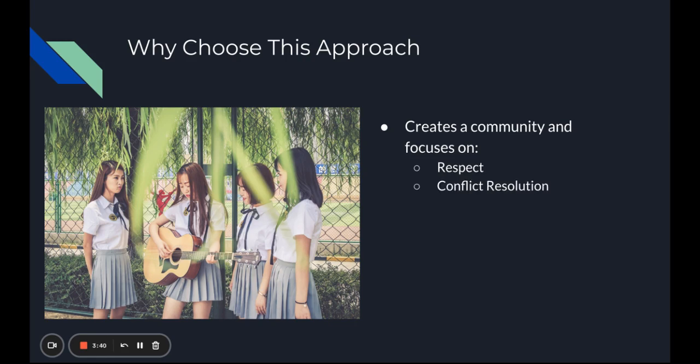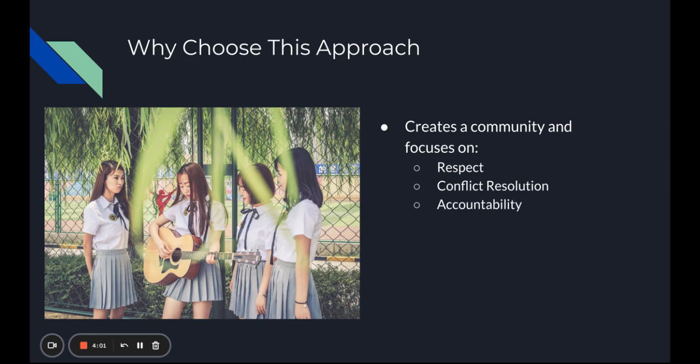It also focuses heavily on conflict resolution. As a teacher, you will be helping students to develop conflict resolution skills so that they can use communication and their words to work through problems and feelings rather than resorting to physical actions.